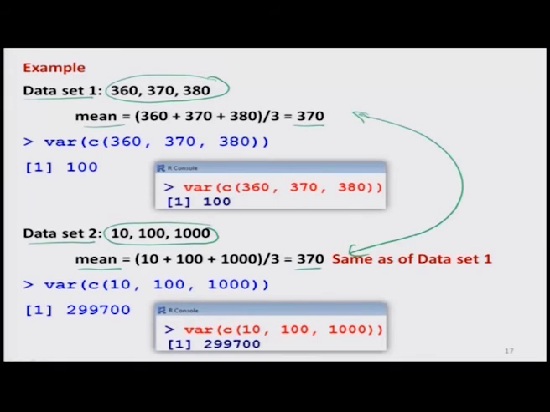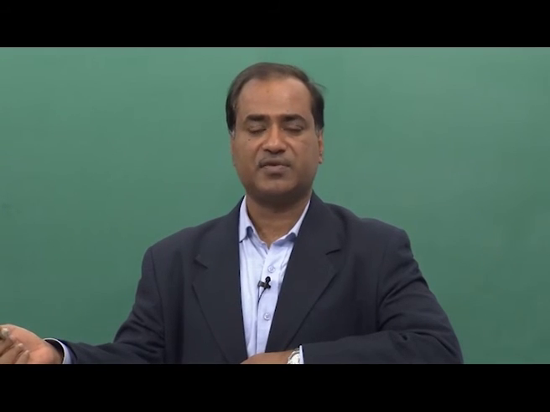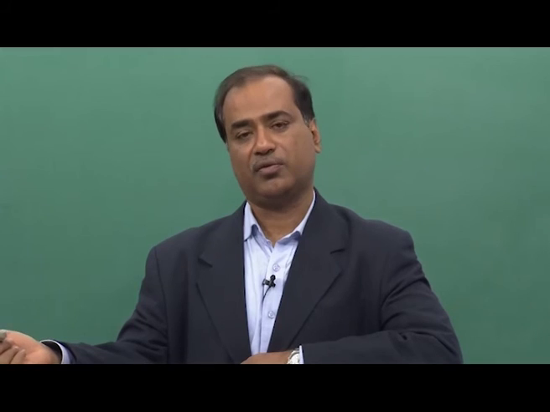For example, we compute the variance of data set 1, and this comes out to be 100. Then I compute the variance of data set 2. This comes out to be 299700, which you can see is much larger than the variance of data set 1. So, obviously, now you know that there is another feature contained inside the data set, which is given by the variance, and now you have quantified it. So, you can choose a data set which has the lower variance, that is always preferred.